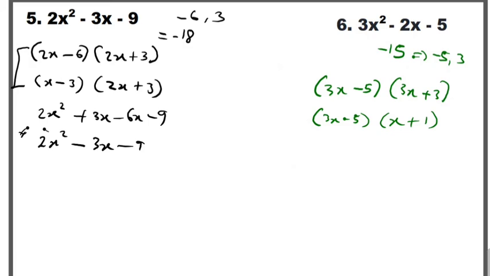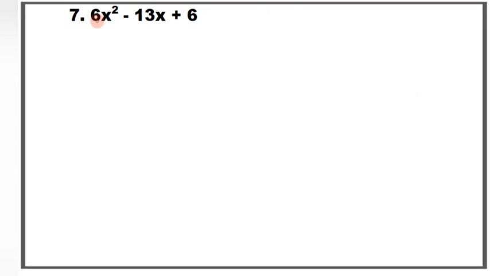So let's take the last part. So we're going to do 6 times 6. That's 36. This time around, we're going to look for 2 numbers that when we add together, we're going to get minus 13. And the 2 numbers must be factors of 36.